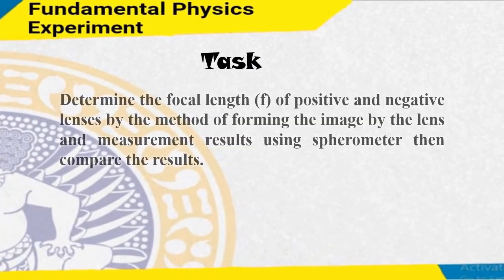Here is your task. You have to determine the focal length f of the positive and negative lenses by the method of forming the image by the lens, and also the measurement result using the spherometer. Then you have to compare both of the results.